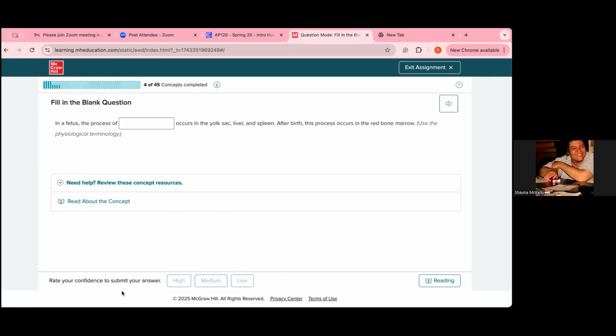Okay, let's see. In a fetus, the process of blank occurs in the yolk sac and spleen. After birth, this process occurs in the red bone marrow. Use the physiological terminology. The process of blank occurs in the yolk sac. I'm not sure. Let's look and see.